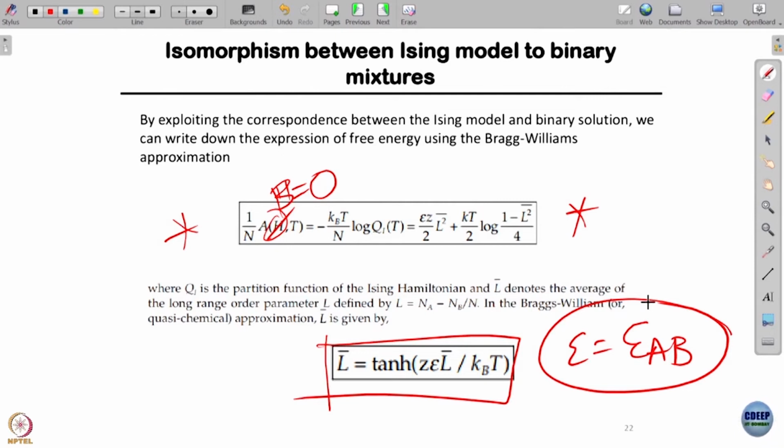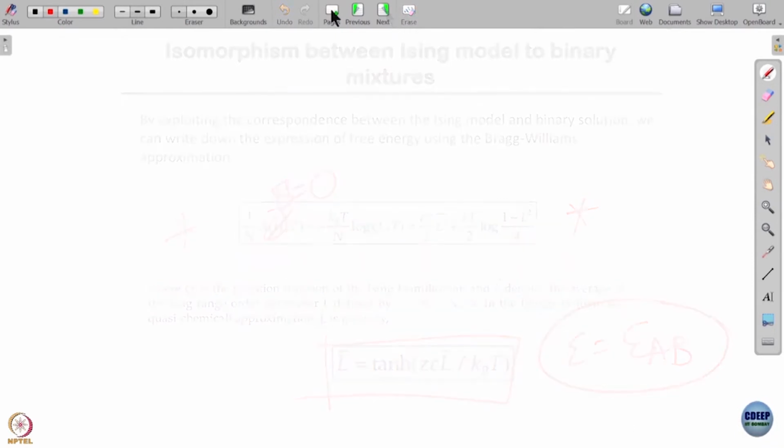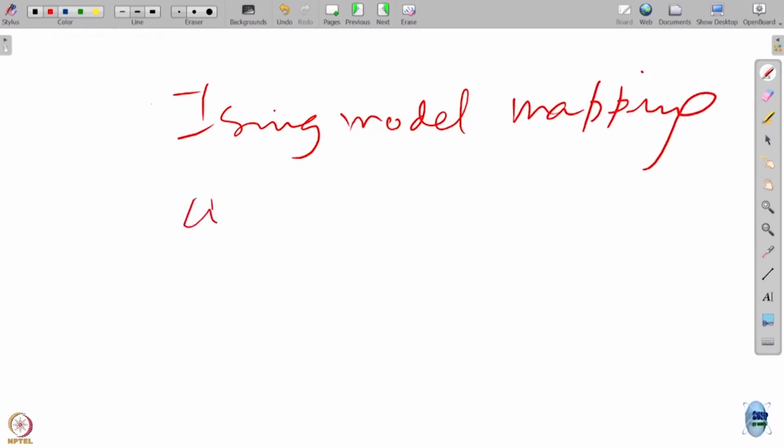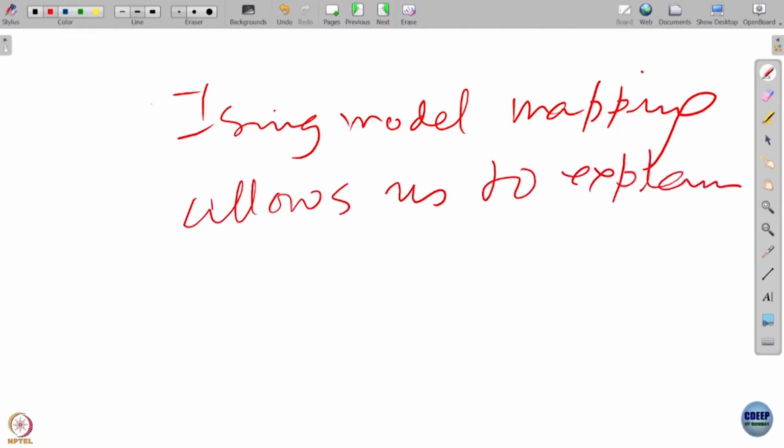That has the beauty that now the Ising model mapping allows us to explain the very important phase separation.